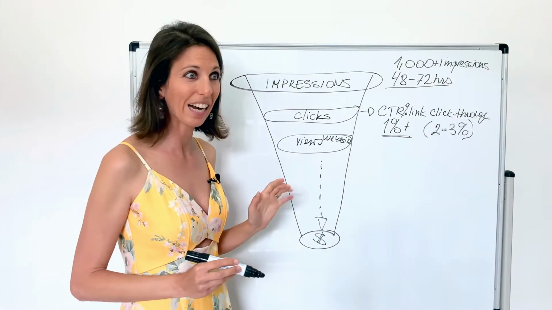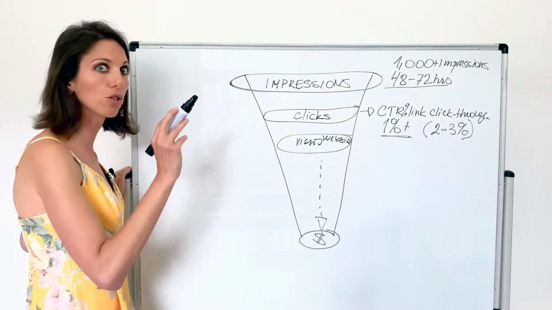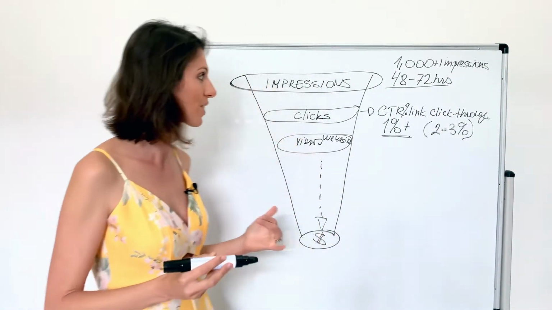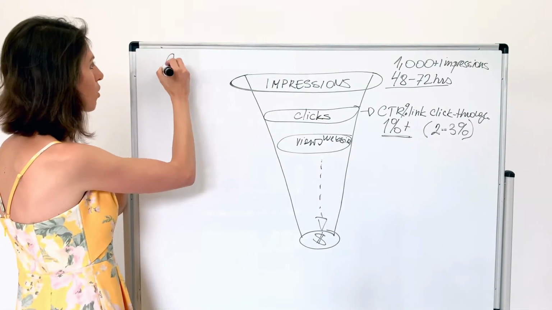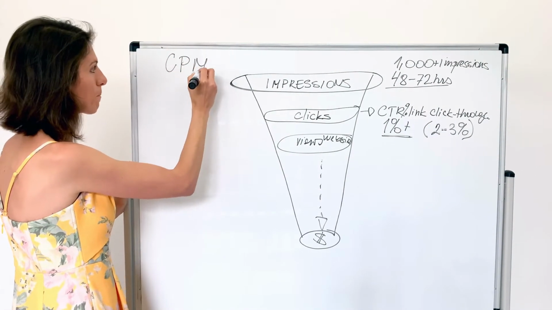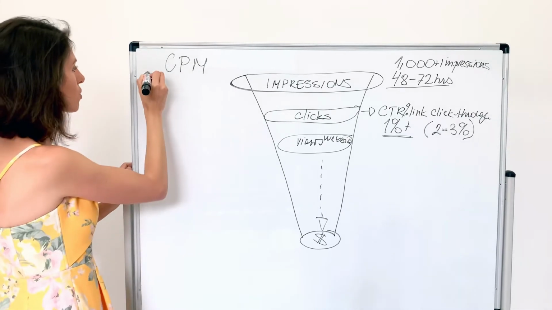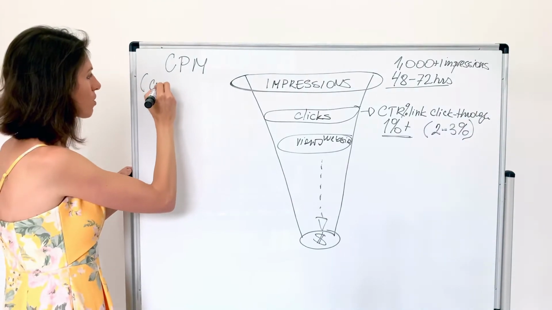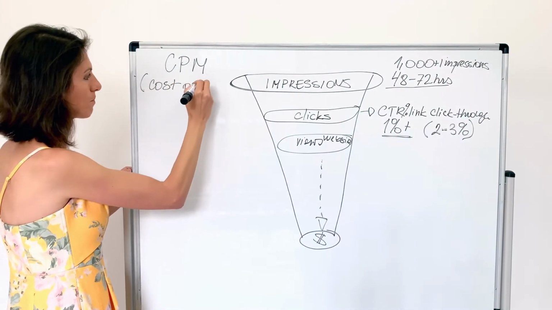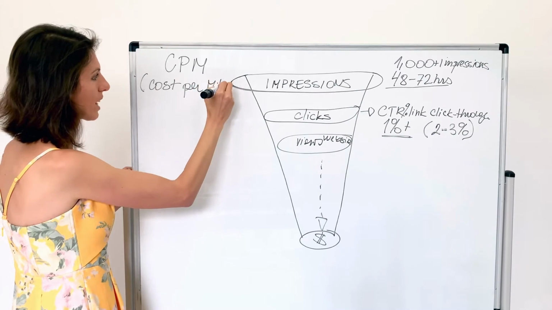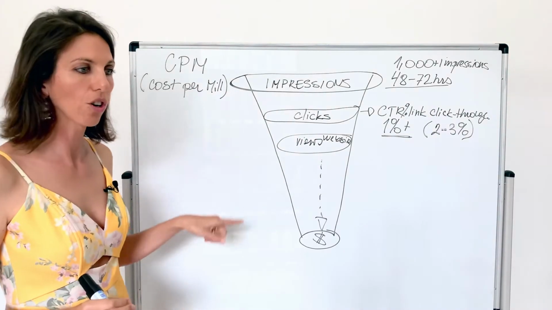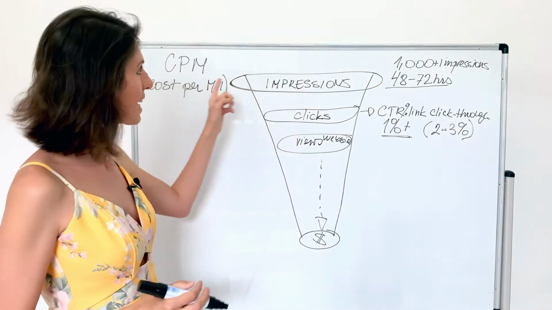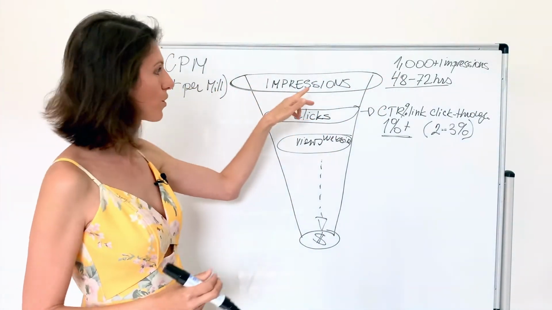The other metric that I really need you to understand to be able to evaluate your ads properly and make sure that you actually are turning the traffic to sales is something we call CPM. This is an abbreviation for cost per mil. Now, what does that mean? Cost per mil, in other words, is also cost per 1,000 impressions. So essentially, it's giving you the cost of your audience.